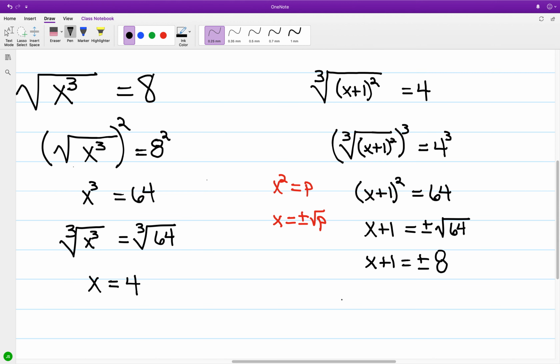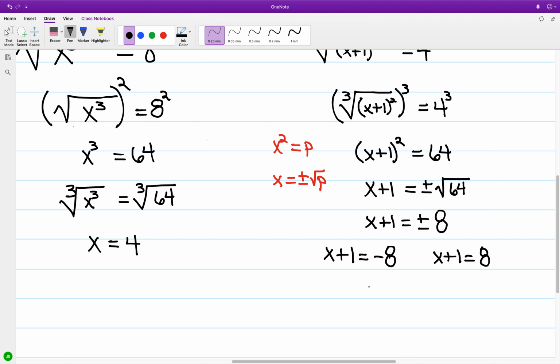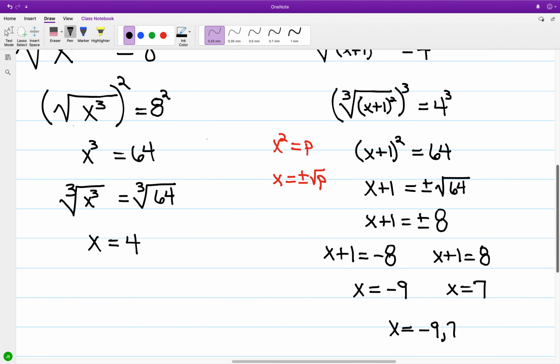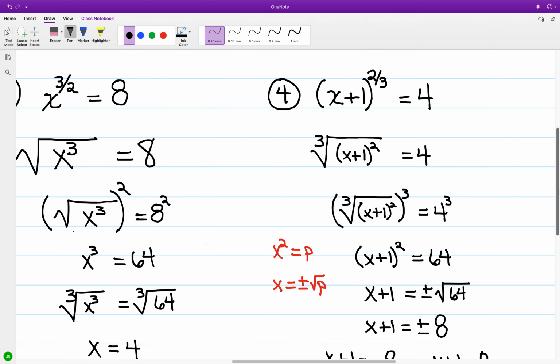So we're going to have a couple of solutions for x. One is where x plus 1 is equal to -8, and the other is x plus 1 is equal to +8. Taking away 1 from both sides of both equations, for x plus 1 equal to -8, x comes out to -9. And for x plus 1 equal to 8, x is equal to 7. So x is going to have two values that will be workable in the original equation. Regardless of whether it's -9 or 7, it is going to fit into the equation where the quantity of x plus 1 raised to the 2/3 is equal to 4.